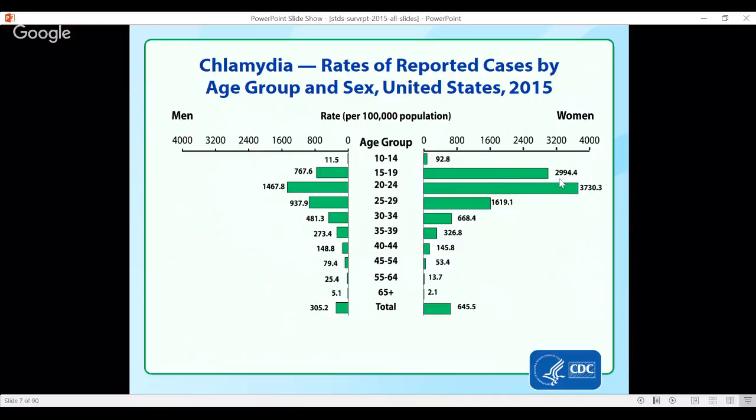For women, we're looking at 2,994 cases per 100,000 population among 15 to 19-year-olds, and 3,730 cases per 100,000 population among the 20 to 24-year-olds. If we look at the men, we also see 767 cases per 100,000 population among 15 to 19-year-old males, and around 1,500, so 1,467 cases per 100,000 population among men aged 20 to 24 years old.